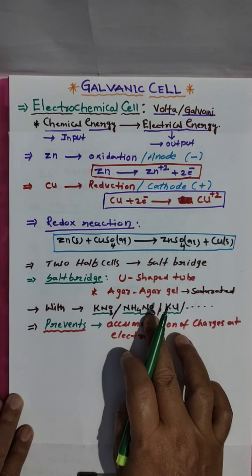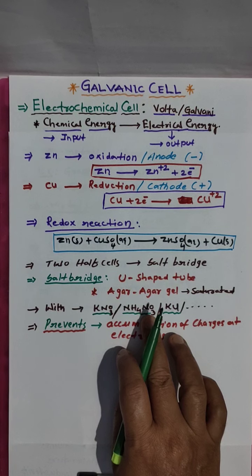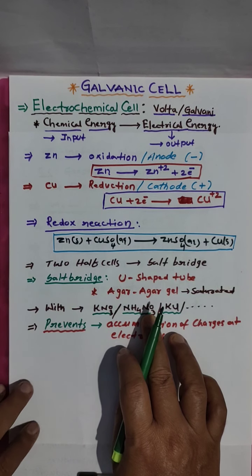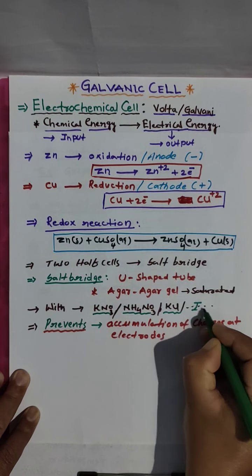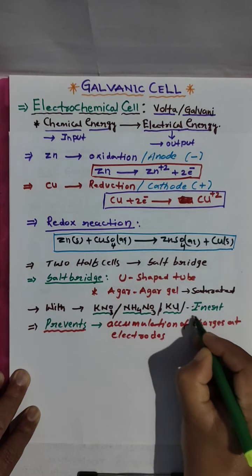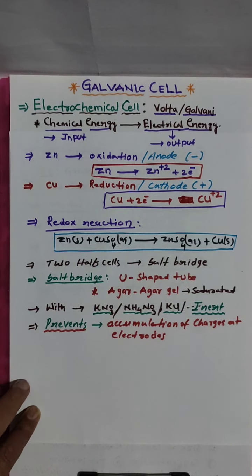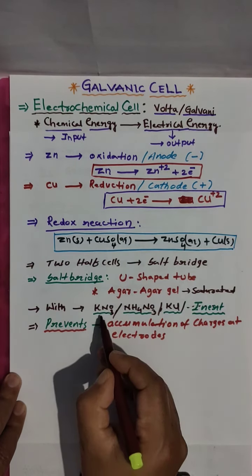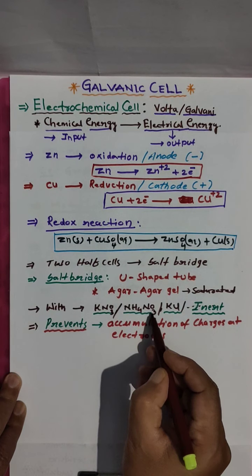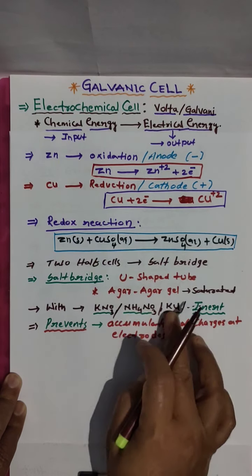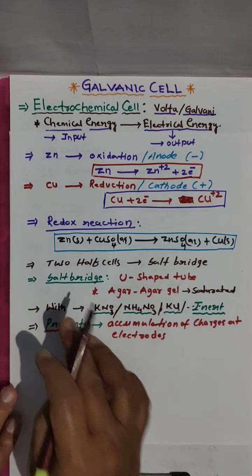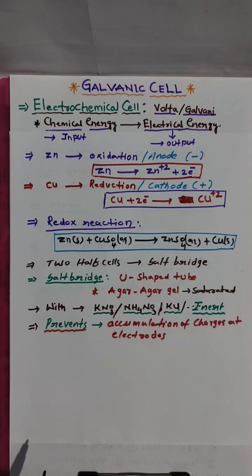These are inert. Remember, what we filled with agar gel are inert, which means they do not react. They act as inert electrolytes. KNO3, NH4NO3, KCl act as inert electrolytes, which means they will not react. So this is about the salt bridge.